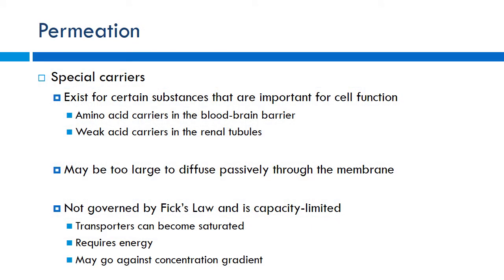Okay, so continuing on, looking at special carriers. Some things will have special carriers that allow it to either be reabsorbed or eliminated depending on what tissue you're dealing with. For instance, you can have amino acid carriers that are specific in the blood-brain barrier that allow amino acids to get in. Sometimes you have weak acid carriers in the renal tubules that allow for reabsorption. We'll find specific examples as we talk about the individual drugs, but just know there are special transporters out there to facilitate movement of these species.